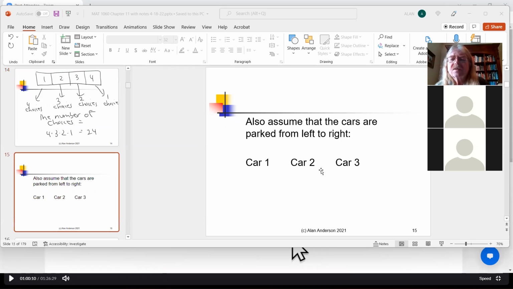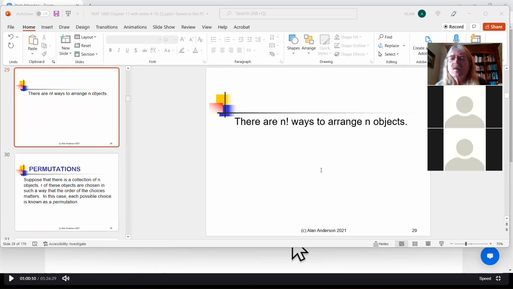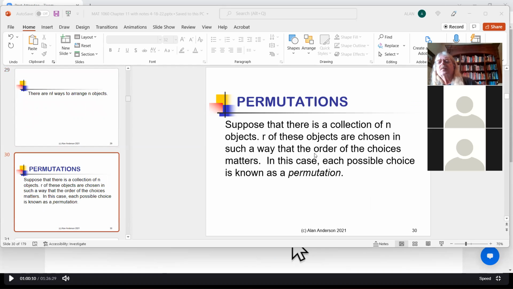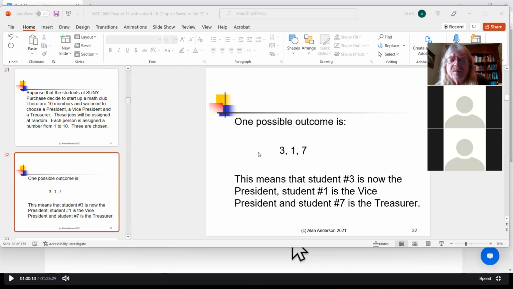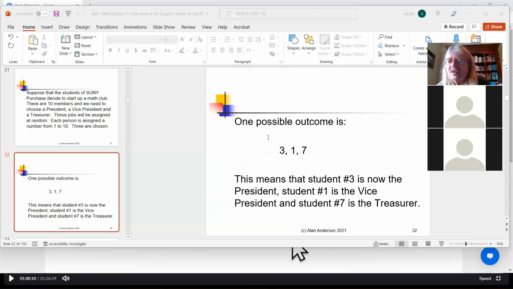We also then introduced some slightly more complicated concepts, cases where we're actually choosing objects from a larger group. In the first case, we saw what we call permutations, where we're choosing objects from a larger collection in such a way that the order makes a difference. The example we used here was when I randomly chose 3 students to fill the 3 officers in a math club. We needed a president, a vice president, and a treasurer. Since nobody volunteered, I chose their numbers at random.